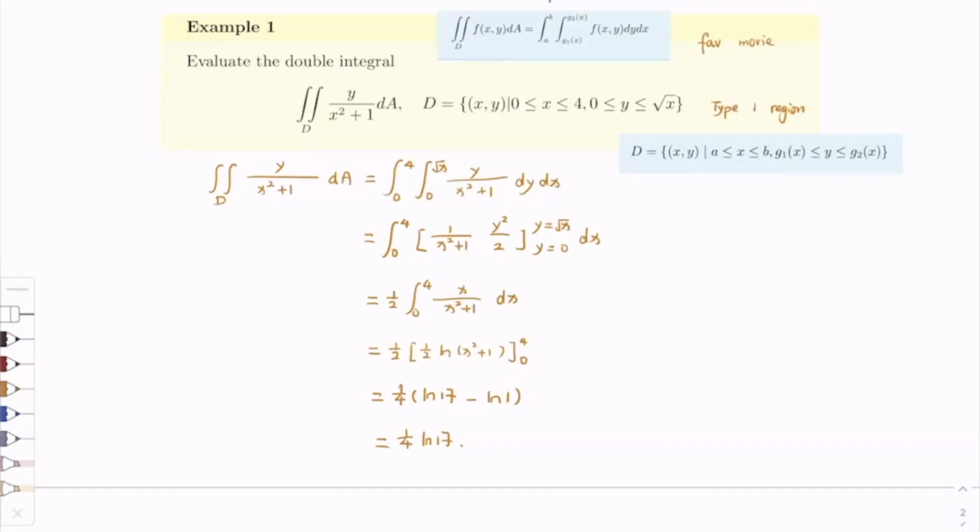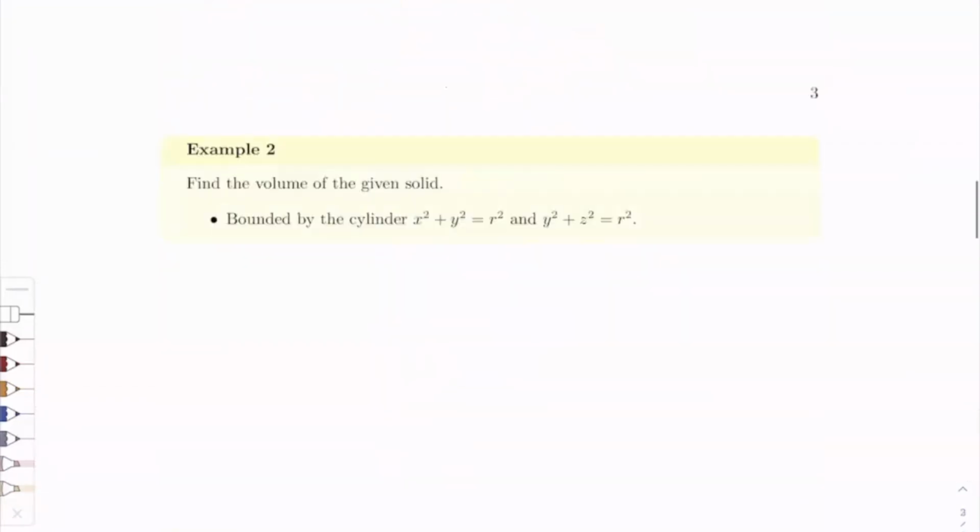No question? Okay. So if no question, let's do example 2.